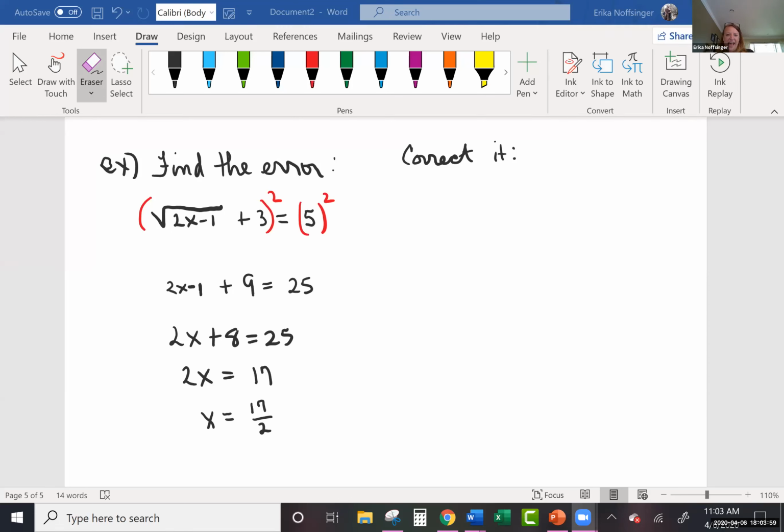Okay, so we're looking at a student who had done some work to solve the problem and we're trying to figure out what they did wrong. And so there's actually a couple of things that the student did wrong. They were correct in the fact that they were squaring both sides of the equation, and we can do that. And it looks like they wanted to do that because they were trying to get rid of the square root.